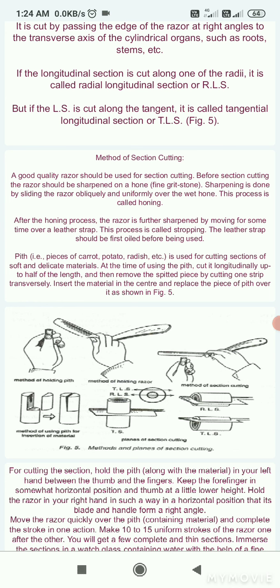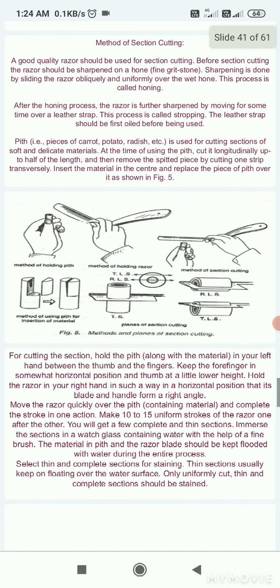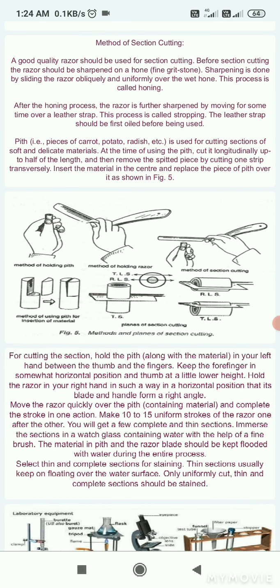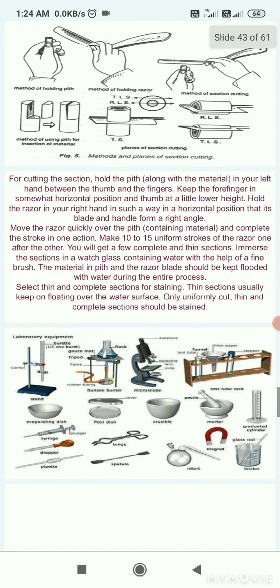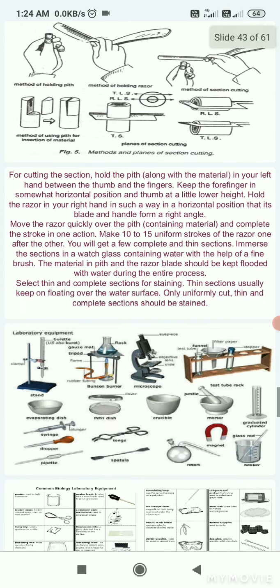Then there is a method of section cutting, and here are the various planes, that is transverse section, then RLS, TLS and LS. So in this way we can take different types of sections.